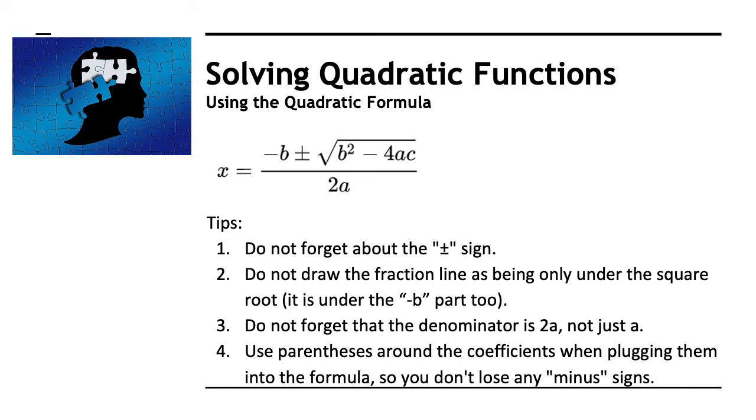That is, when the leading term is something like 5x squared, you will need to remember to put the value a equals 5 in the denominator. And finally, use parentheses around the coefficients when you're first plugging them into the formula, especially when any of those coefficients is negative, so you don't lose any minus signs when you perform your arithmetic.